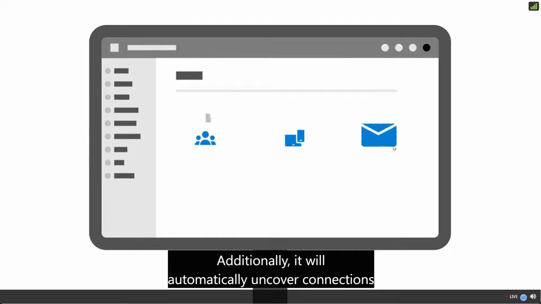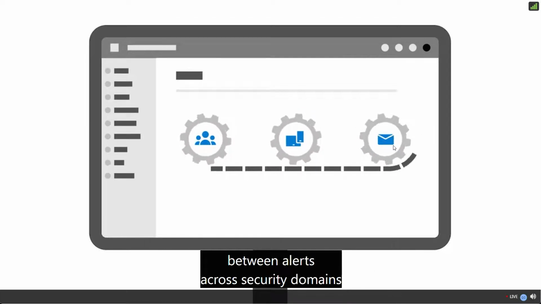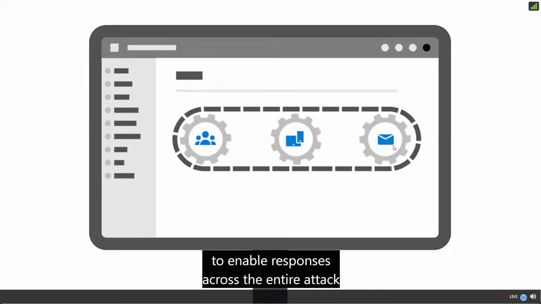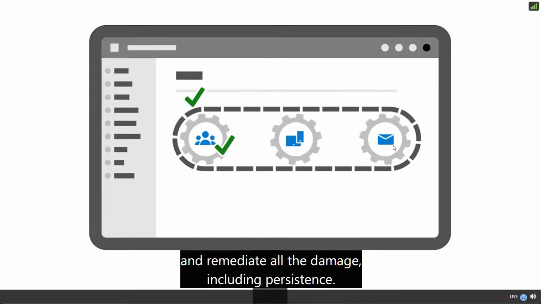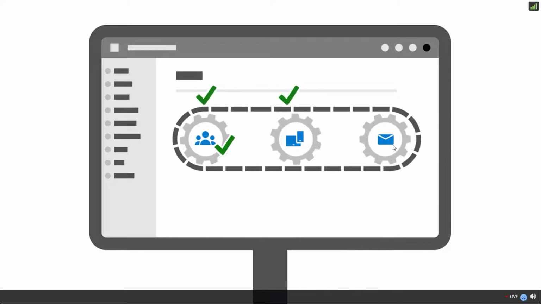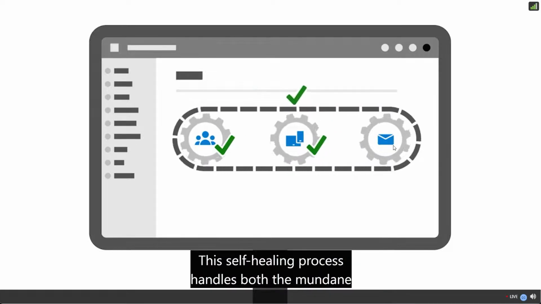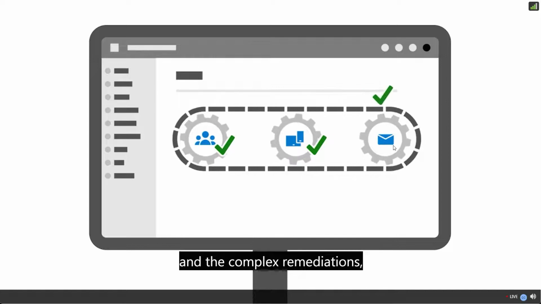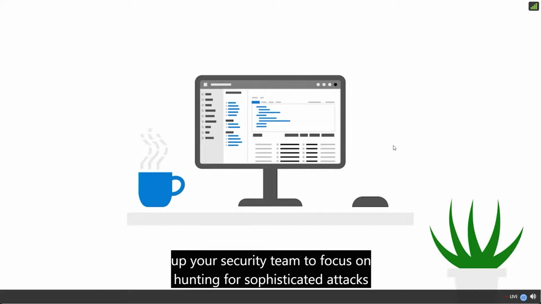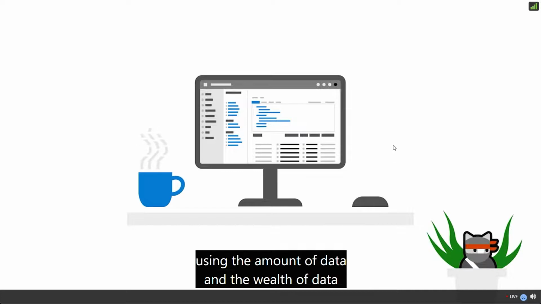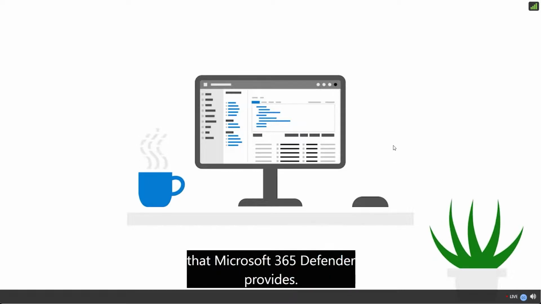Additionally, it will automatically uncover connections between alerts across security domains to enable responses across the entire attack and remediate all the damage, including persistence. This self-healing process handles both the mundane and the complex remediations. And last, automation and the artificial intelligence frees up your security team to focus on hunting for sophisticated attacks using the wealth of data that Microsoft 365 Defender provides.